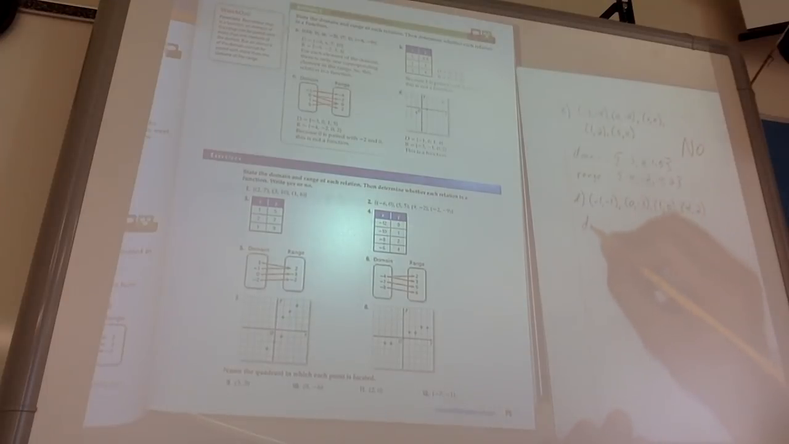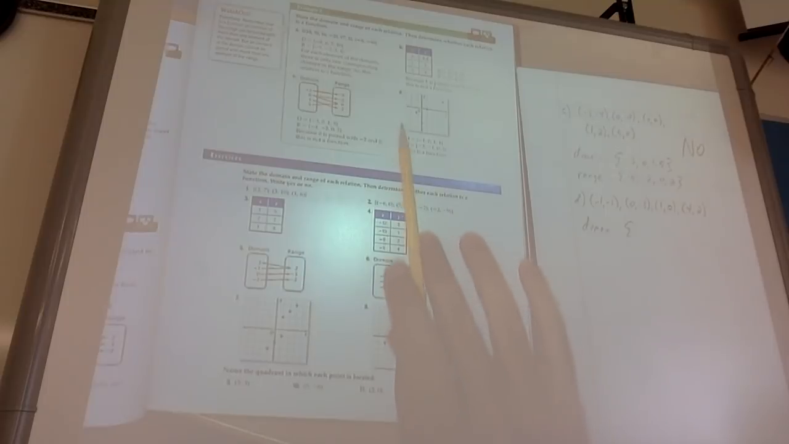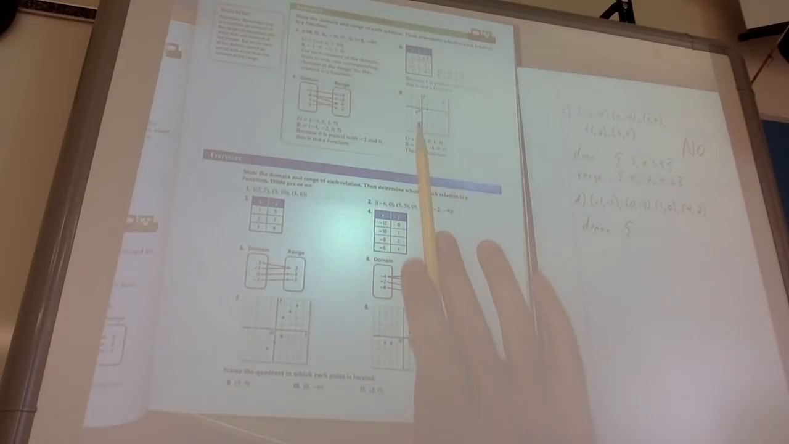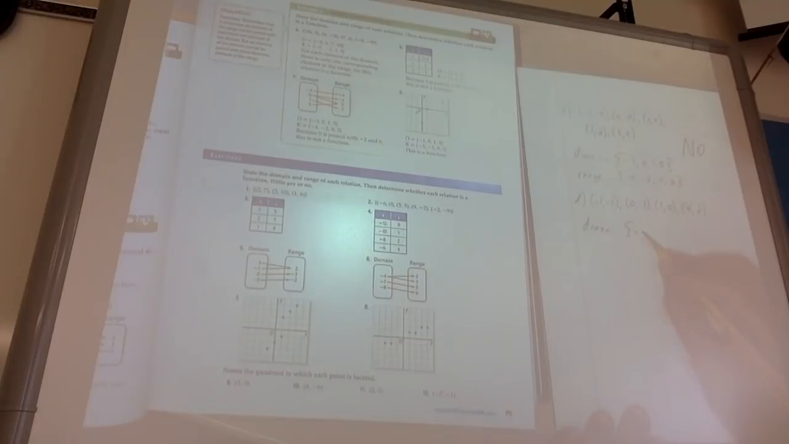Now come write out the domain. Pretty simple. It's easy to do it from a graph. The domain is going to go from left to right, smallest to biggest, because that's how x's work. The further left you go, the smaller the number. The further right you go, the bigger the number. So our domain here is -1, 0, 1, and 4.